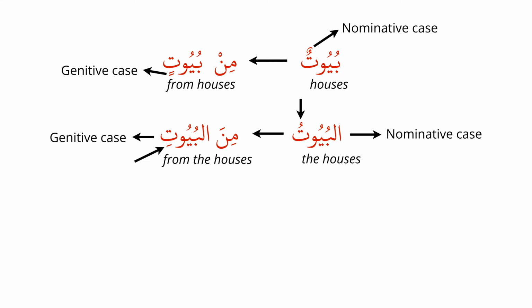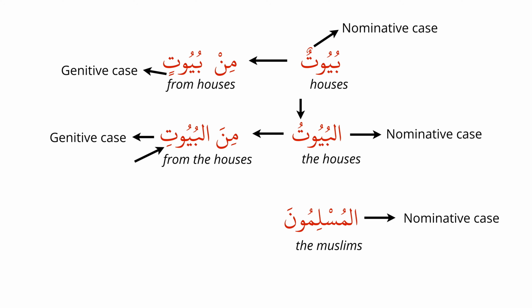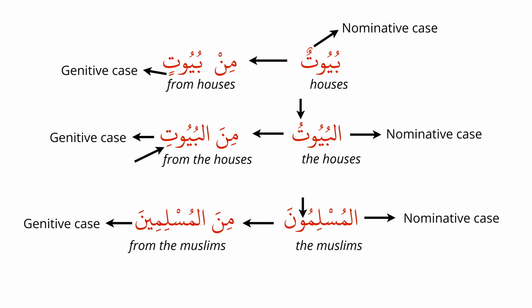Now let's take one more example, which is a sound plural, al-muslimuna, meaning the Muslims. This noun is marfu', yani in the nominative case, which is indicated by waw. And when min precedes it, al-muslimuna becomes min al-muslimina, meaning from the Muslims. And the noun al-muslimina is majrur, meaning in the genitive case, which is indicated by ya.